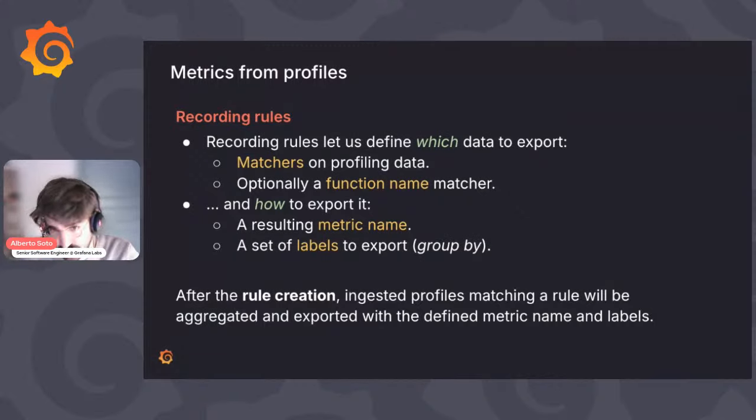So any label that Alex just explained, you can also optionally have filters on function names. And you can also define how you want to export. You may choose a metric name, and you can also choose the set of labels that you want to be included in the metric. Why is it called recording? Because once the rule is created, any ingested data that matches the rule will be exported, not beforehand. So anything after the rule creation.